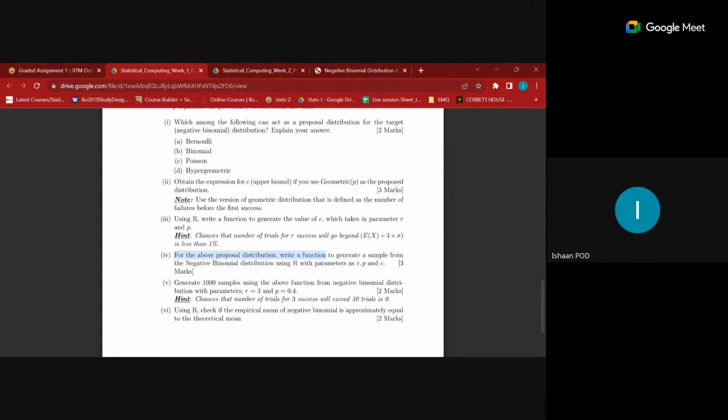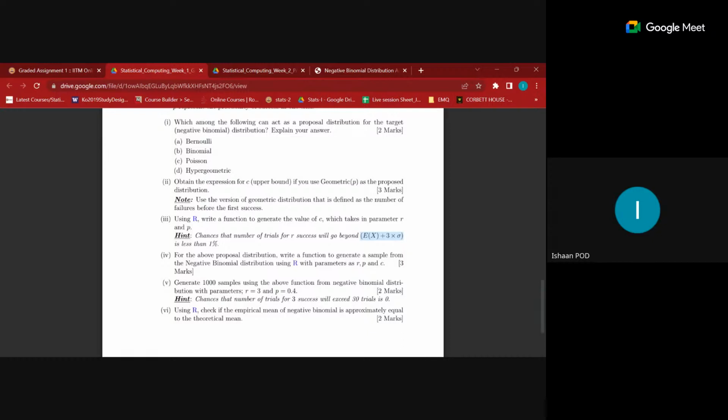So in the fourth, how are you getting this value of C? From above, right? From the third part. Yeah. So what you're trying to say is you are not using this expected value of X plus 3 times sigma. Instead, you will hard code that it will not exceed 30 and you will check in that range whichever maximum value you are getting.